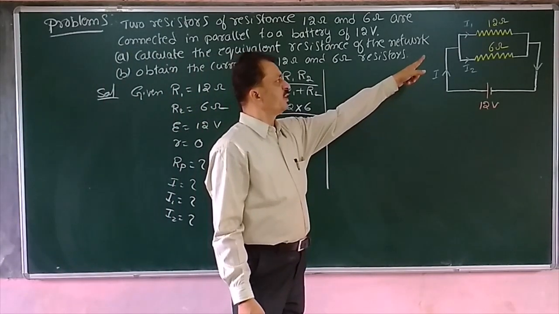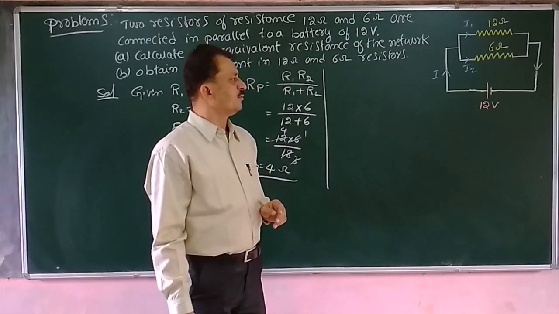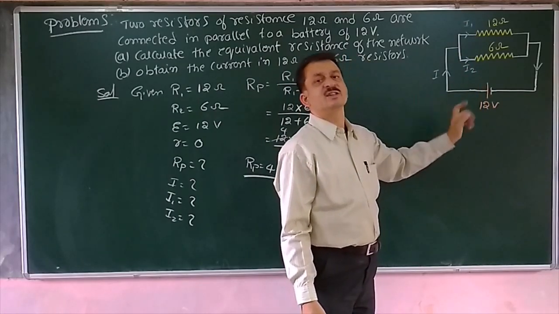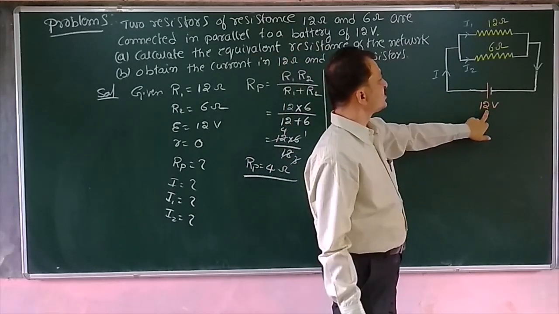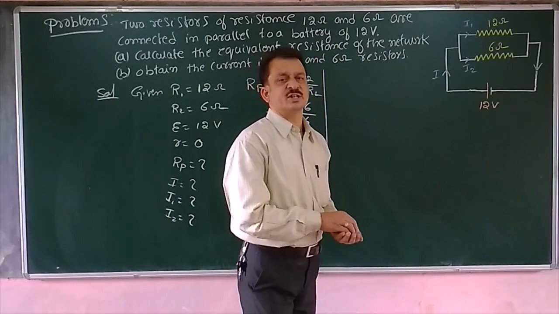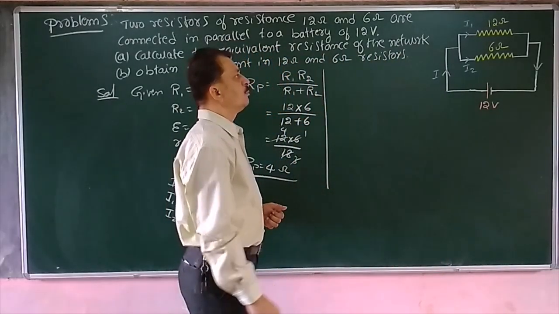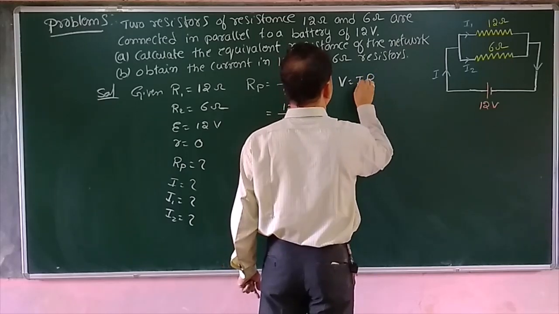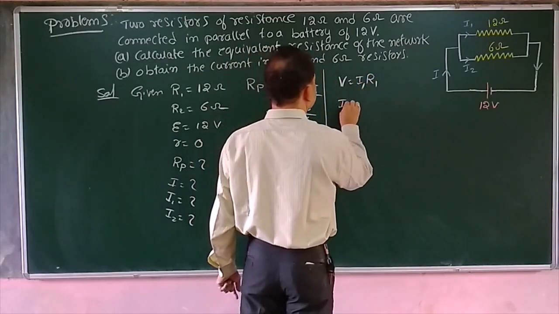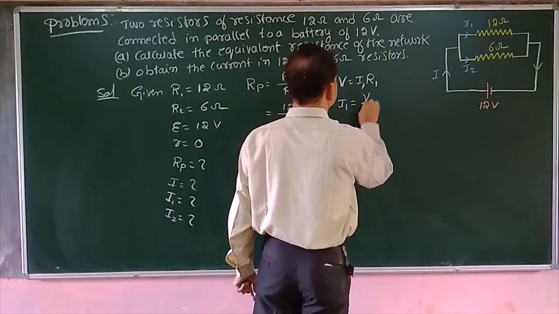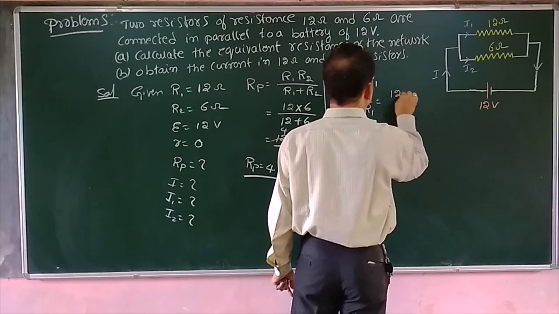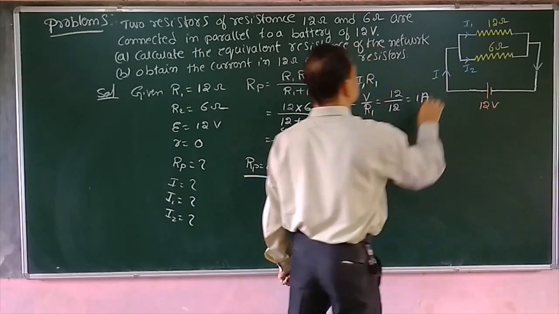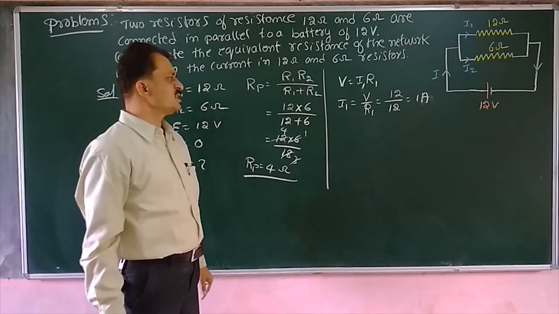Next, the current through each individual resistor is calculated in two ways. Since these two are connected to a 12 volt EMF with negligible internal resistance, the same 12 volts is dropped across each resistor because they are in parallel combination. By using that relation, we can find I1 and I2. V is equal to I1 into R1. Therefore I1 is equal to V divided by R1. Now V is 12 volts, divided by R1, which is 12. Therefore 1 amp of current is flowing through the first resistor.